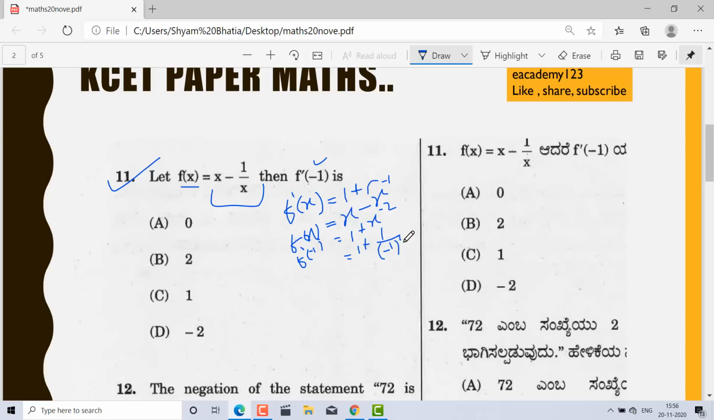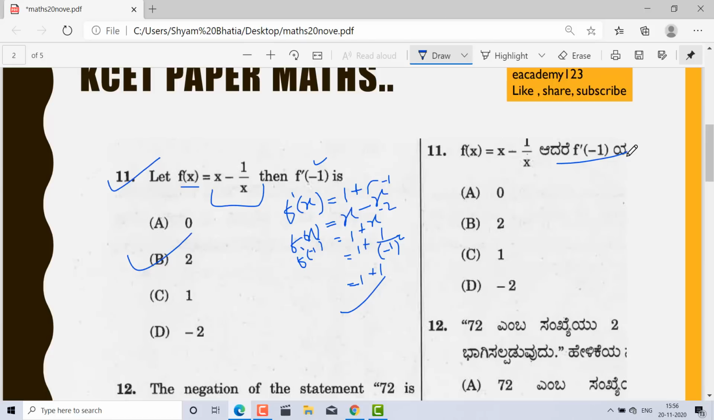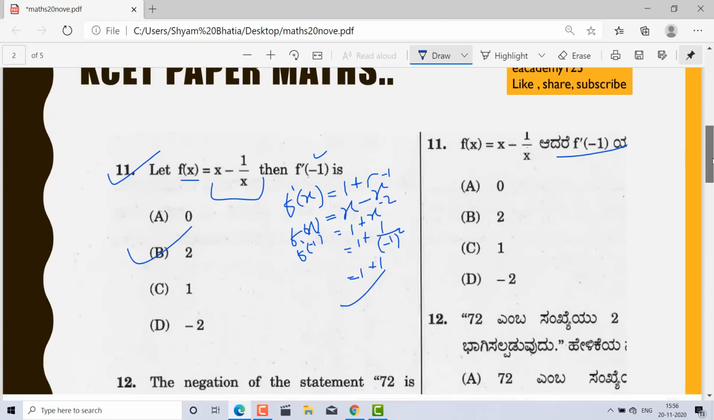So nothing but 1 upon 1 is 1, or 1 plus 1 is 2. The best answer is 2, because minus 1 square is nothing but 1, and 1 upon 1 is again 1. So your answer is 1 plus 1. Okay, so option B is correct. And this is in the Kannada language, but I am making this video in English, so you know very well.